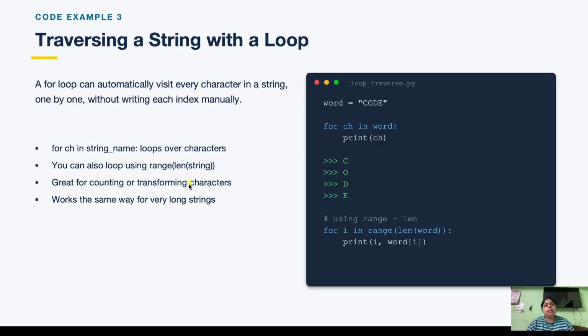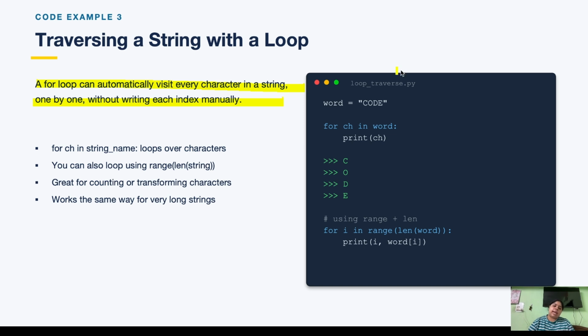Talking about traversing a string with a loop, right? That you are trying to get that word with the help of a loop. So, a for loop can automatically visit every character in a string one by one without writing each index manually. When you have to get each character, you put that indexing thing. So, if the word is 100 characters, it's a very lengthy process. So rather than using it, we can use a loop, right?